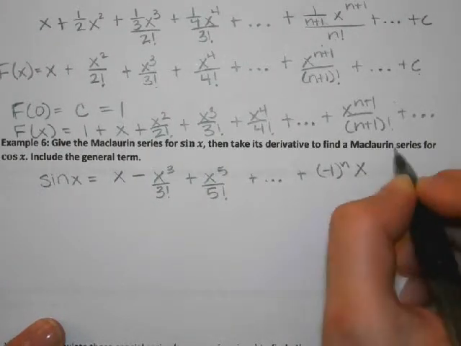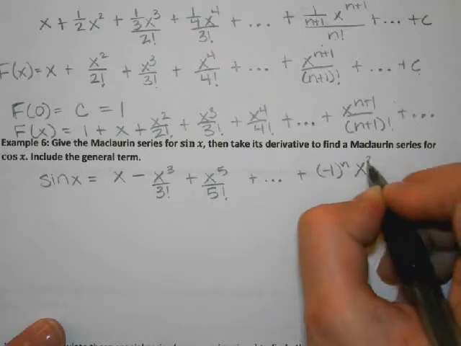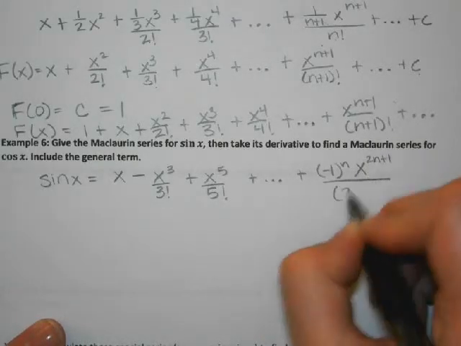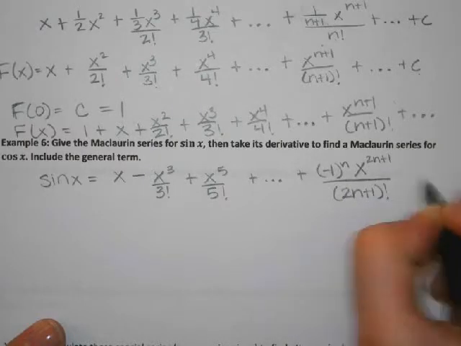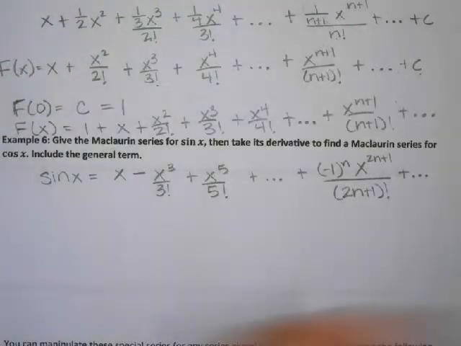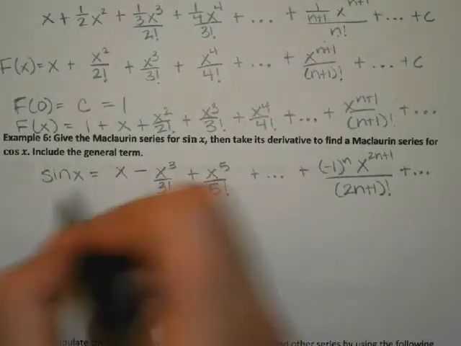X, we had to have the exponent 2n plus 1, it's the one that makes it odd, okay? Divided by 2n plus 1 factorial, and then we do plus and so on. So now they're saying take the derivative. Okay, so we're going to go ahead and take the derivative of this.